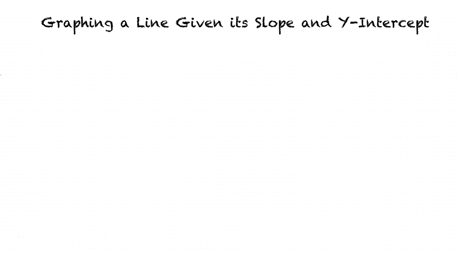This video will cover the topic graphing a line given its slope and y-intercept. First, let's review what the slope and y-intercept are of a line. The slope of a line is a number representing how much the y value changes with respect to the x value. When the equation of a line is in slope-intercept form, the slope is denoted by the letter m.